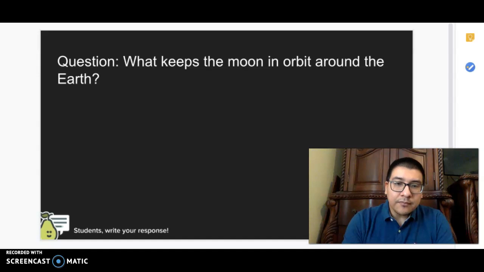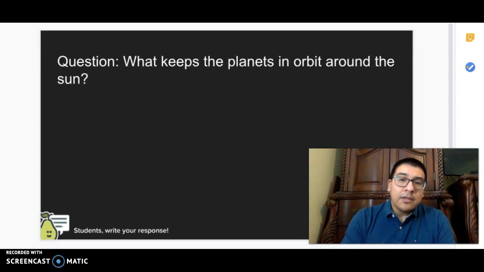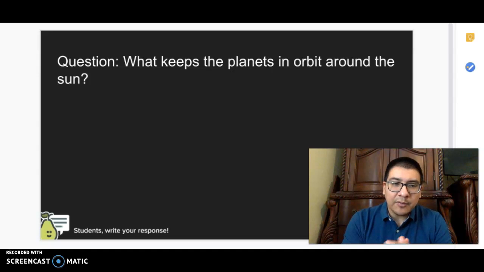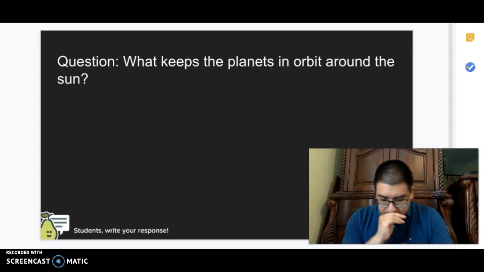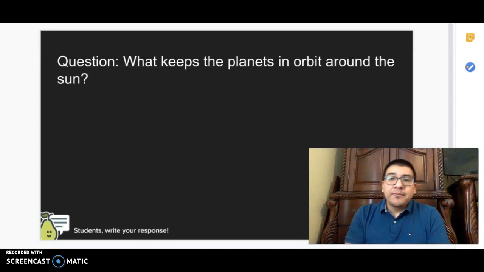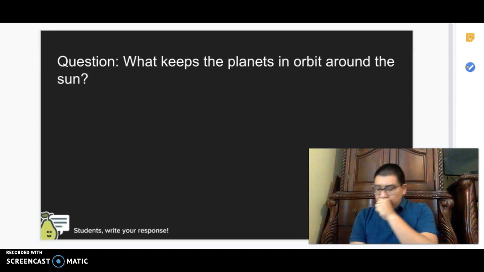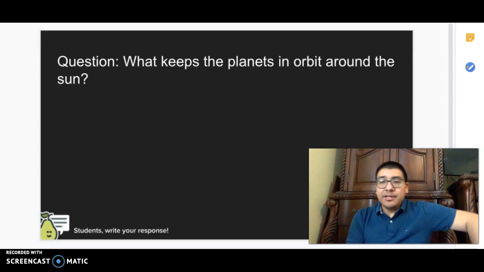And a similar answer would be expected for this question: what keeps the planets in orbit around the Sun? It is the velocity of the planets revolving around the Sun and the gravitational pull of the Sun. The key word that I would be looking for in both of these is the balance between the velocity and the gravitational pull.